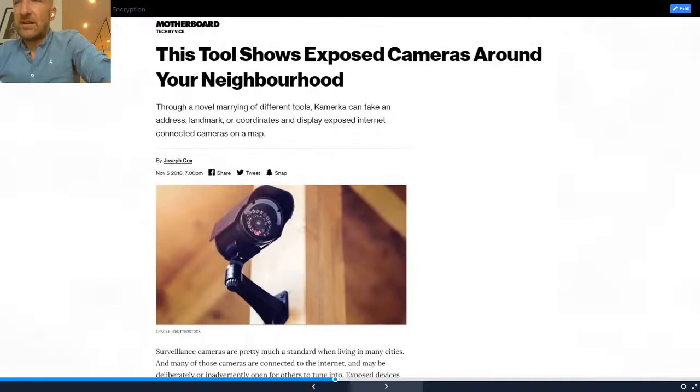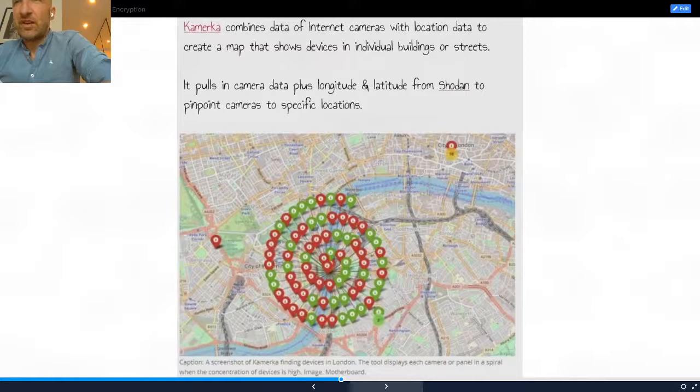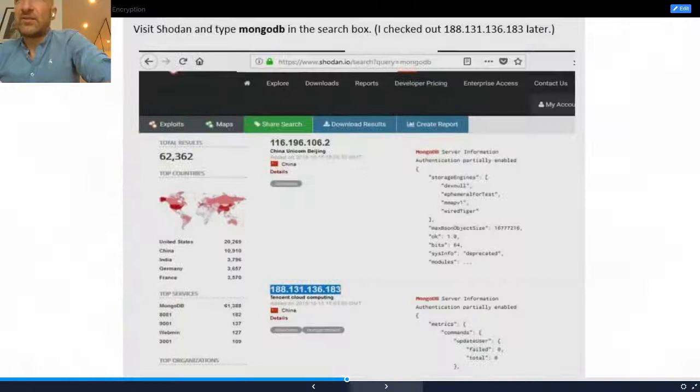And then there are also tools which are built on top of Shodan, like Kramorka. Kramorka just shows you all the cameras within a region which are vulnerable. And then you can go outside the house and walk around and look at the house from outside or whatever else. So there are tools again. Tools are always getting better for hackers. That's one of the key things.